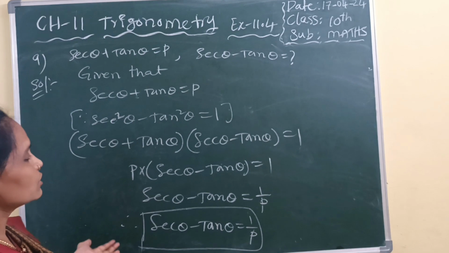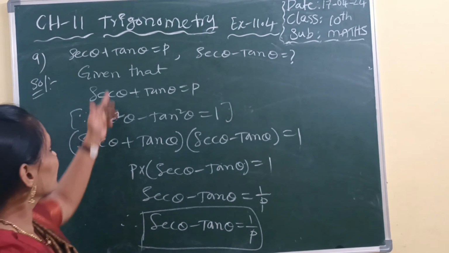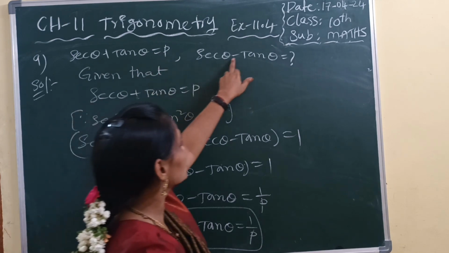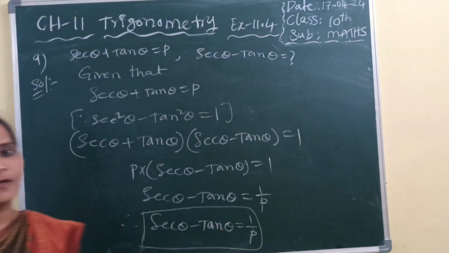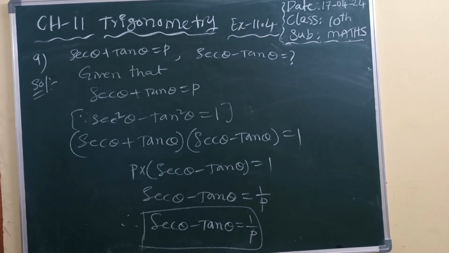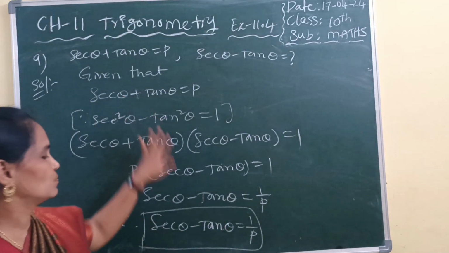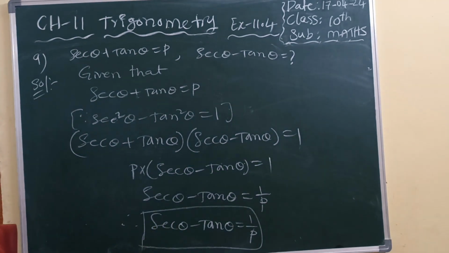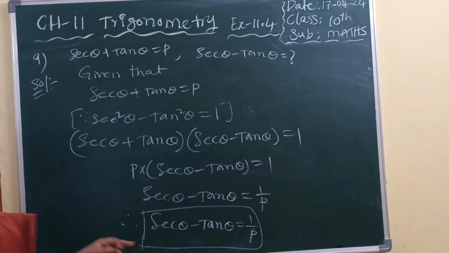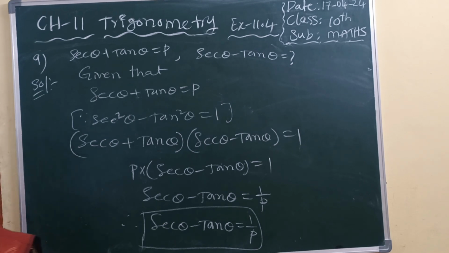Actually, when we teach IIT maths, we can simply explain to the students: here plus is there, here minus is there. If plus is P, then minus means 1 by P, we can write. We can tell the students how it comes like this. If I tell directly like that, they will not understand. That is why I solved it, to show how we get 1 by P.